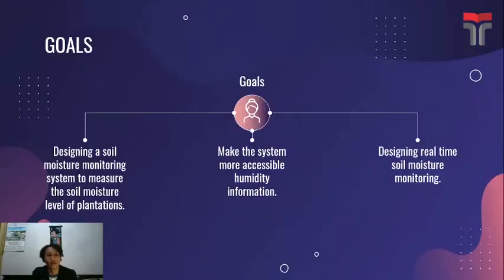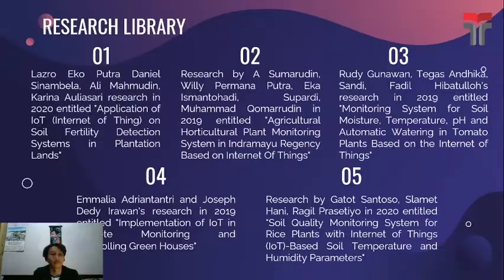Okay, the next, the goal of my research. Number 1, designing a soil moisture monitoring system to measure the soil moisture level of plantation. Number 2, make the system more accessible for humidity information. And number 3, designing real-time soil moisture monitoring. And next, this is my research library on the proposal.